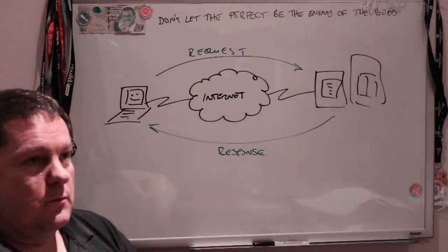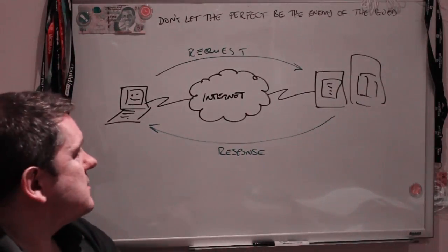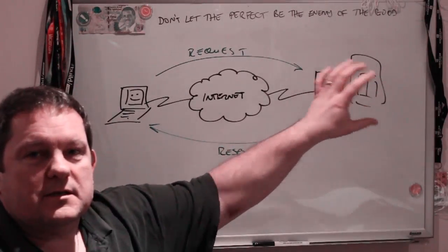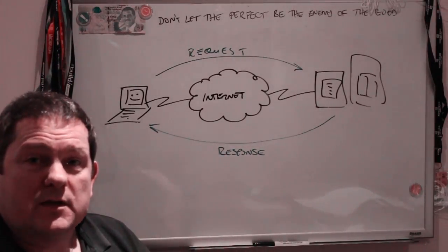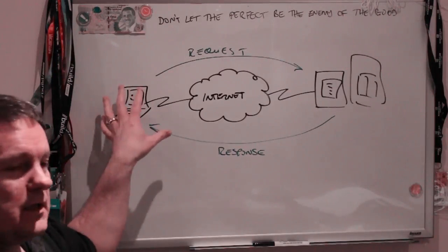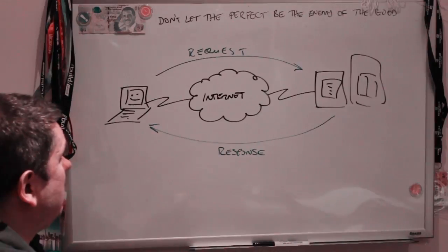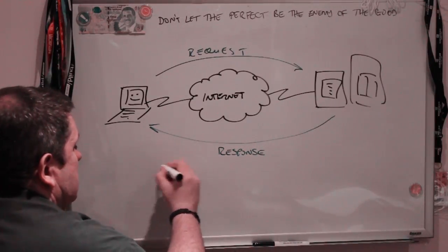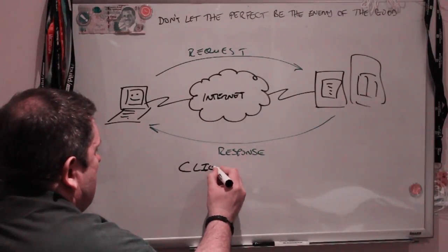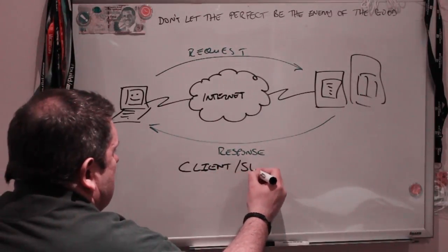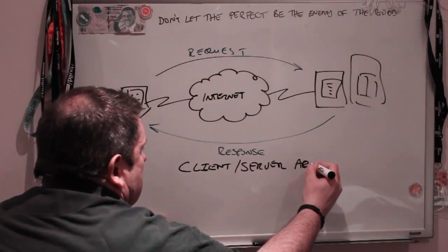back. But underneath the hood, what's actually happening is this server over here is just a piece of software. It's just a program that's running and waiting for things to connect to it. And similarly, this client over here is itself a program. But the whole thing altogether is referred to as client-server architecture.